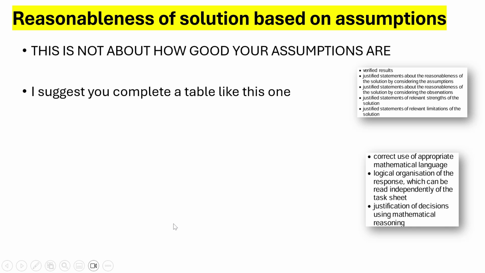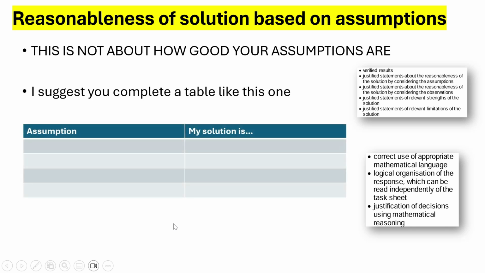Okay, I suggest you complete a table like this one because, again, it'll make sure that you're justifying it. Right, so you rewrite your assumption in here. So go back to the top of your assignment, copy and paste one of, well, you need two at least, copy and paste a few of the assumptions into this side of the table, as is, right, word for word. Then on this side of the table, what we're going to do is we're either going to say my solution is reasonable based on this assumption because, or you're going to say my solution is not reasonable based on this assumption.